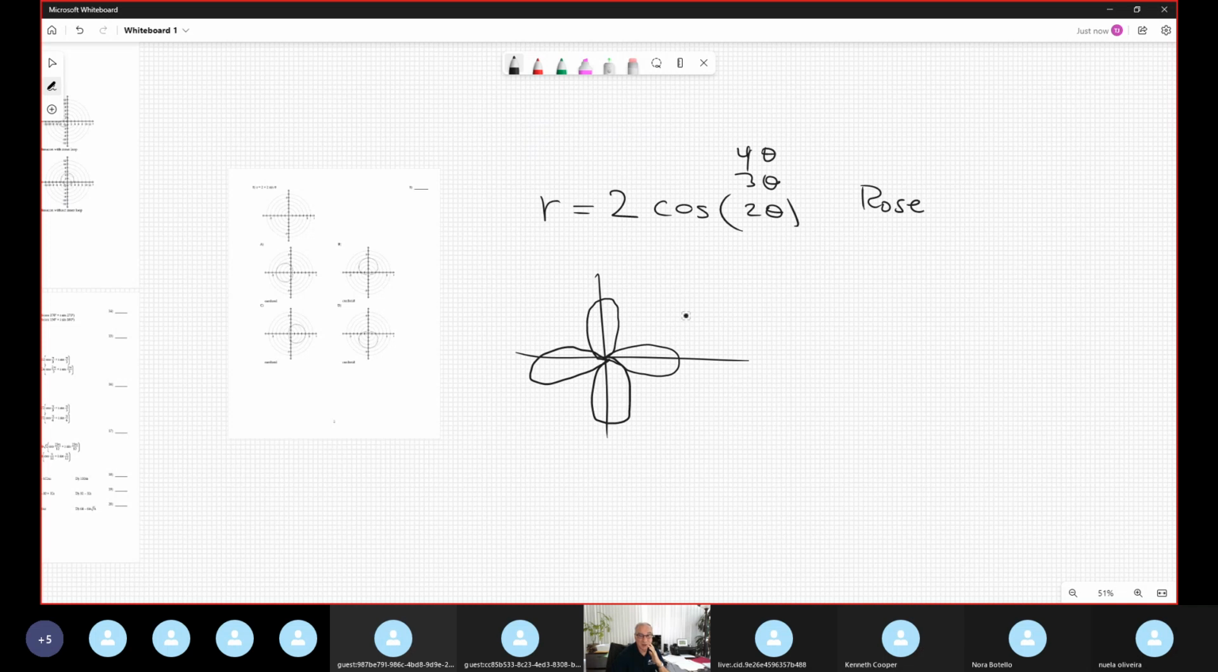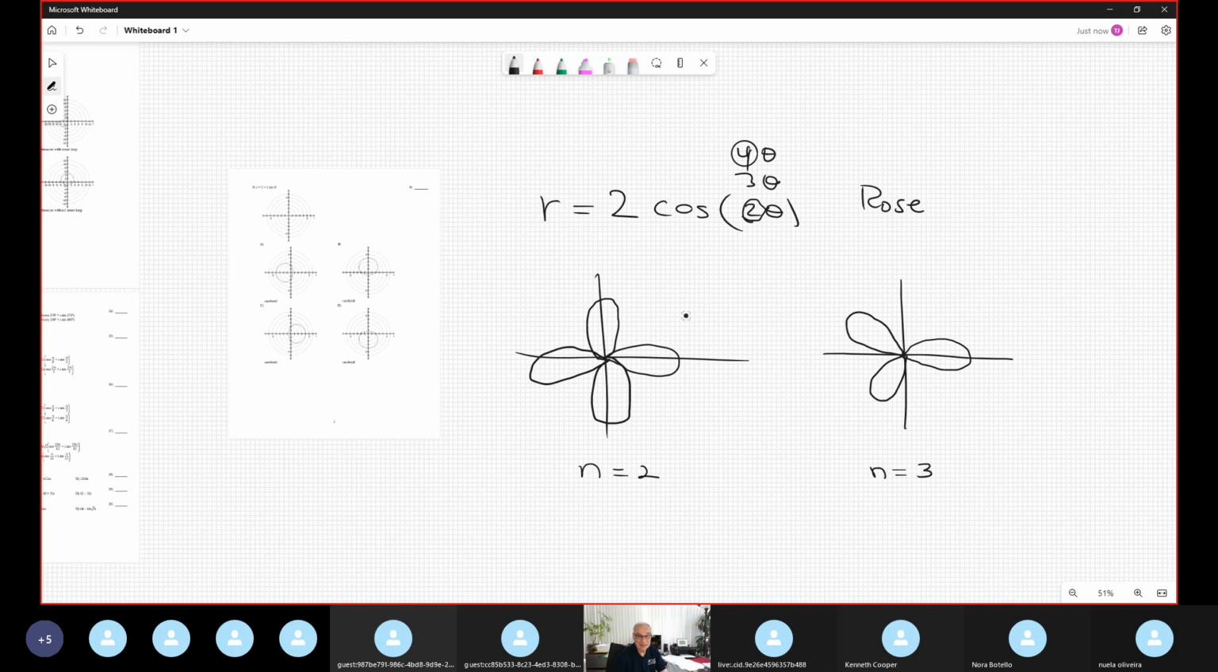When the coefficient is even, the number of petals is equal to twice that number. When it's 3, you have 3 petals: 1, 2, and 3 petals. This is what n is equal to, and this is what n is equal to.